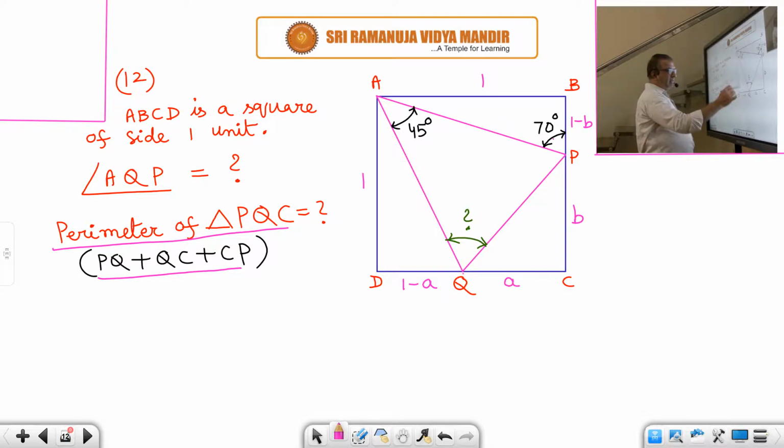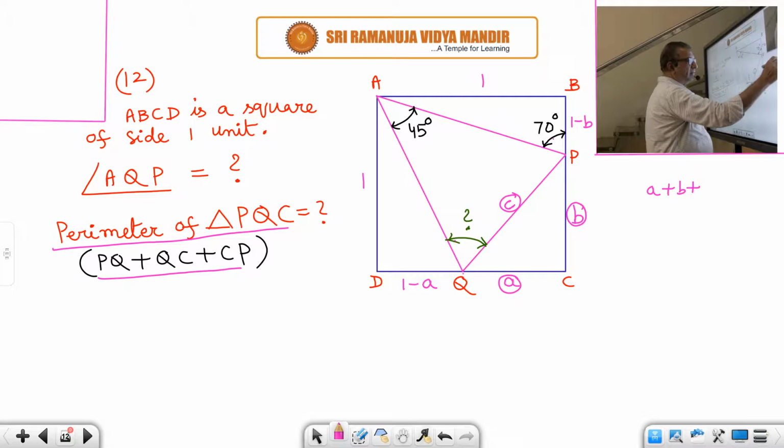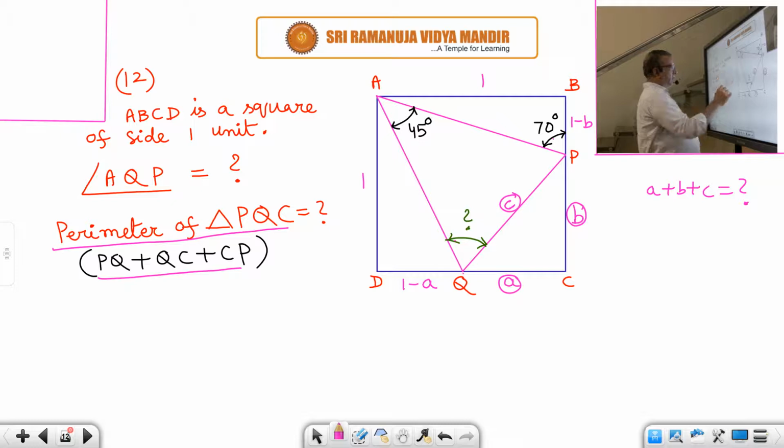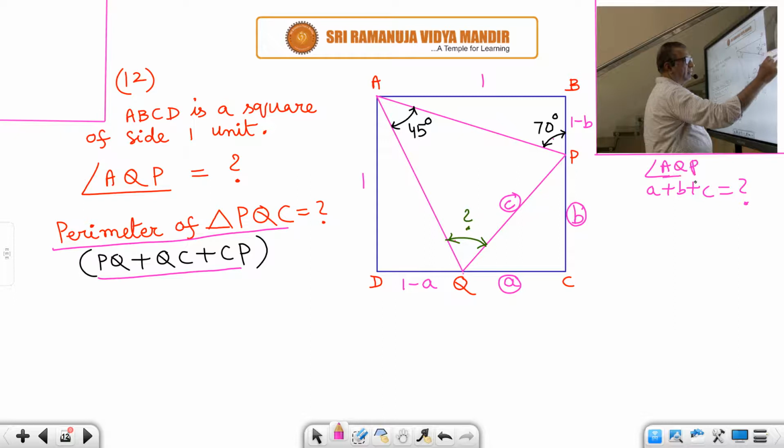Okay. Let the side length PQ be C. So what is the perimeter? PQ plus QC plus PC, say, A plus B plus C. A here, B here. That is the perimeter. So we want this angle AQP, and also A plus B plus C, the perimeter of the triangle.